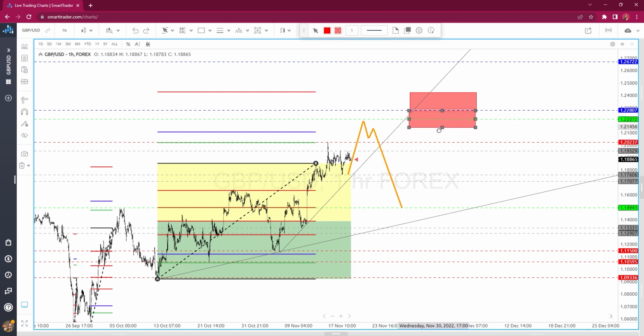So y'all let me know, how are you playing GBPUSD? Are you taking the buy to continue up? Or are you going to wait till price gets to a lower level before you enter? But this is my idea for the setup.